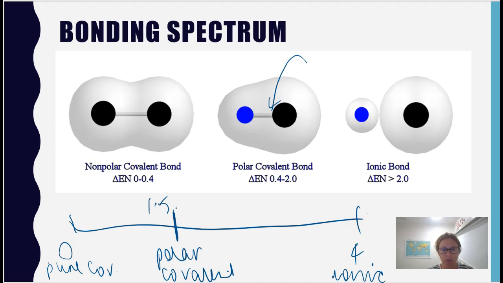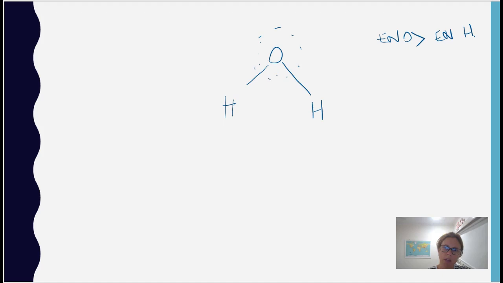So let's just have a look at an example. If we look at the example of water, so we have an oxygen, a hydrogen, and another hydrogen here. If we look at the electronegativity here, the electronegativity of oxygen is greater than the electronegativity of hydrogen here. So what our electrons are going to do is they're going to spend more time in the region of oxygen than they are in the region of these hydrogens here.